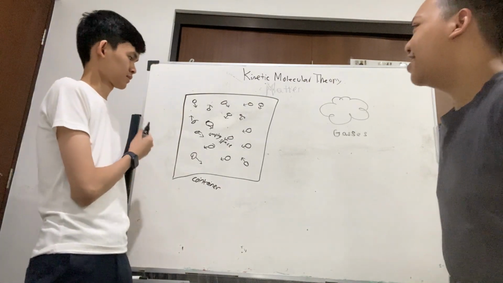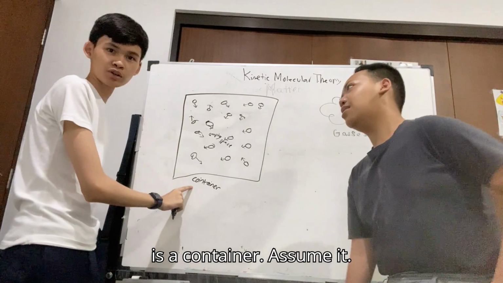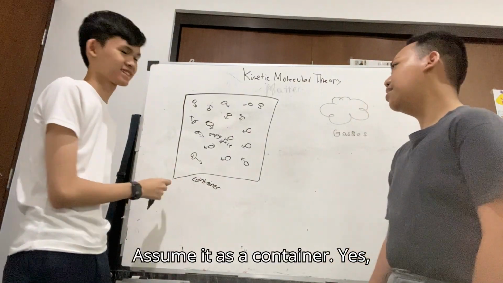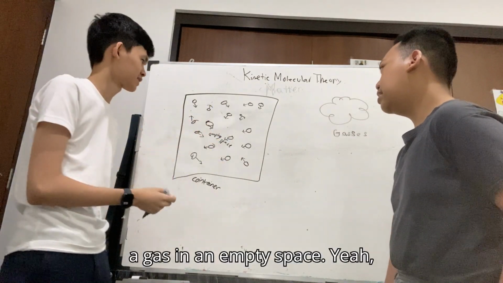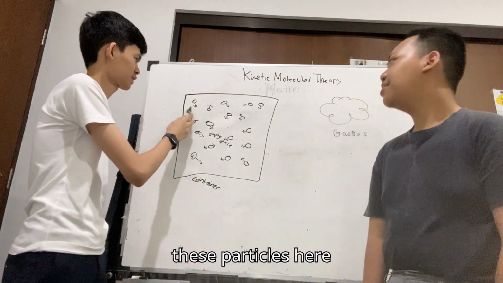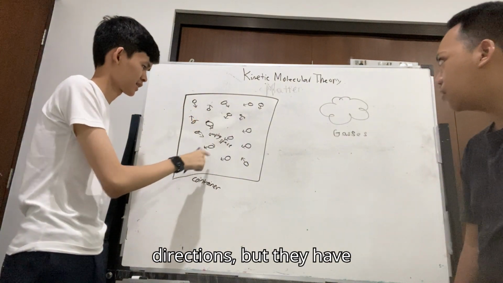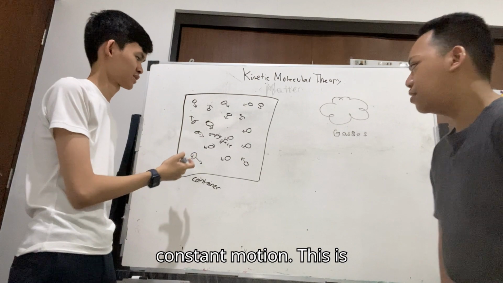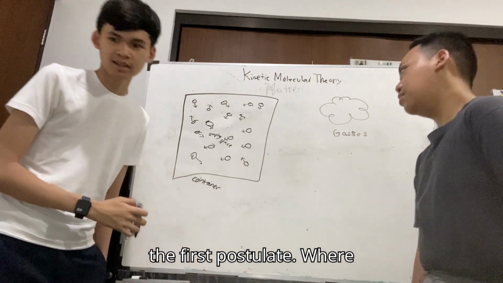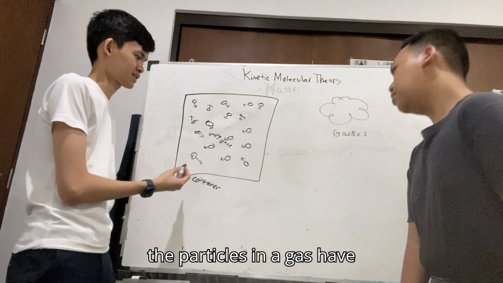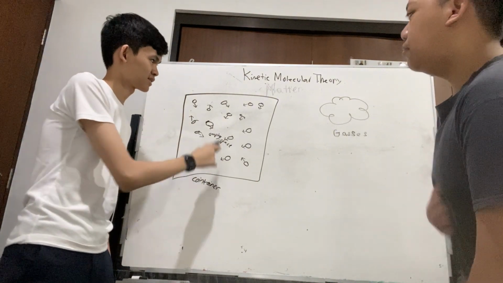First, explain. Now, this square thing right here is a container. Assume it as a container, yes. And in this container, there is a gas in an empty space. Yeah, these particles here are moving in different directions, but they have constant motion. This is an example of the first postulate, where the particles in a gas have constant motion and are going in random direction.